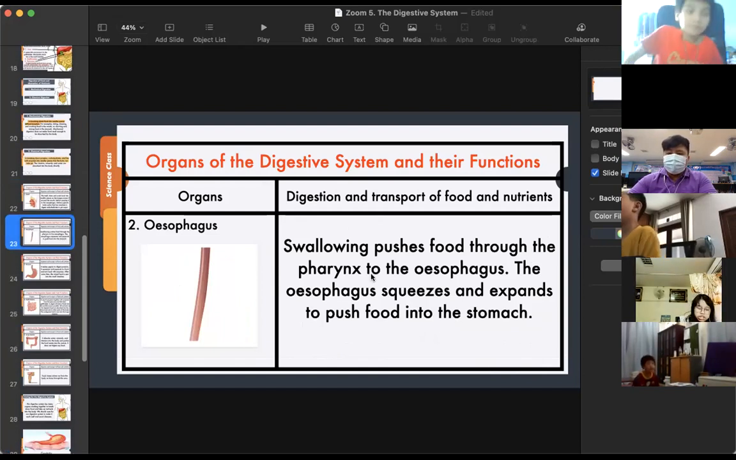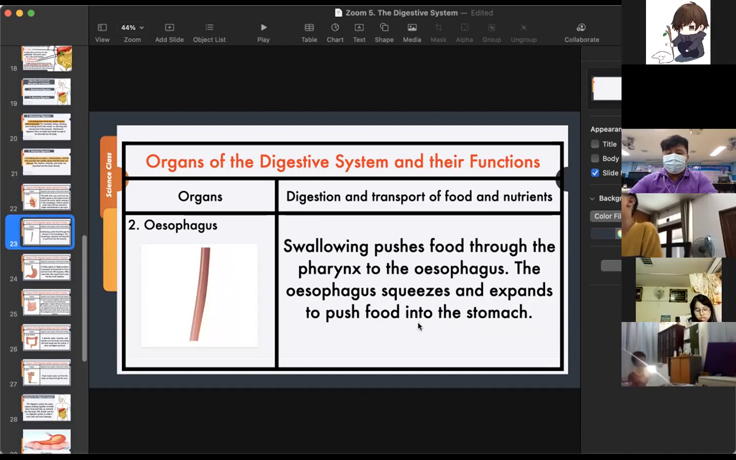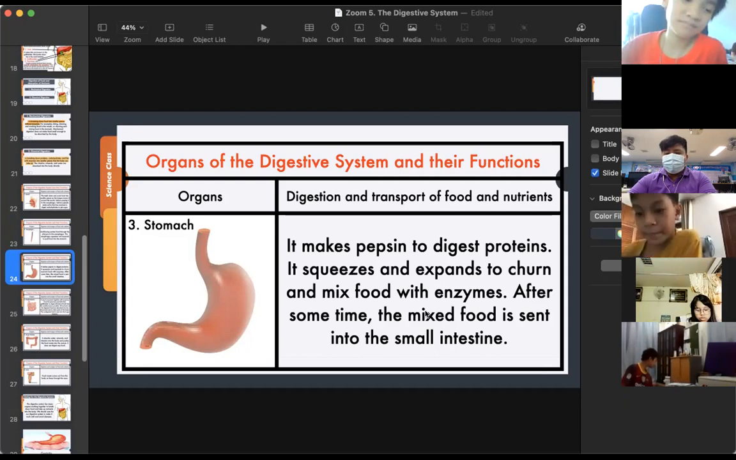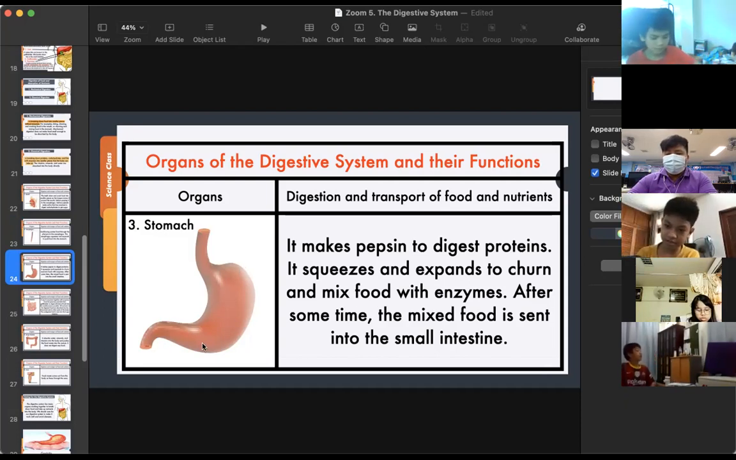Second one, esophagus. The primary function of the esophagus is swallowing and pushing food through the pharynx to the esophagus. The esophagus squeezes and expands to push food into the stomach. Third one, stomach. The function of the stomach: it makes pepsin to digest proteins. And it squeezes and expands to churn and mix food with enzyme. After some time, the mixed food is sent into the small intestine.